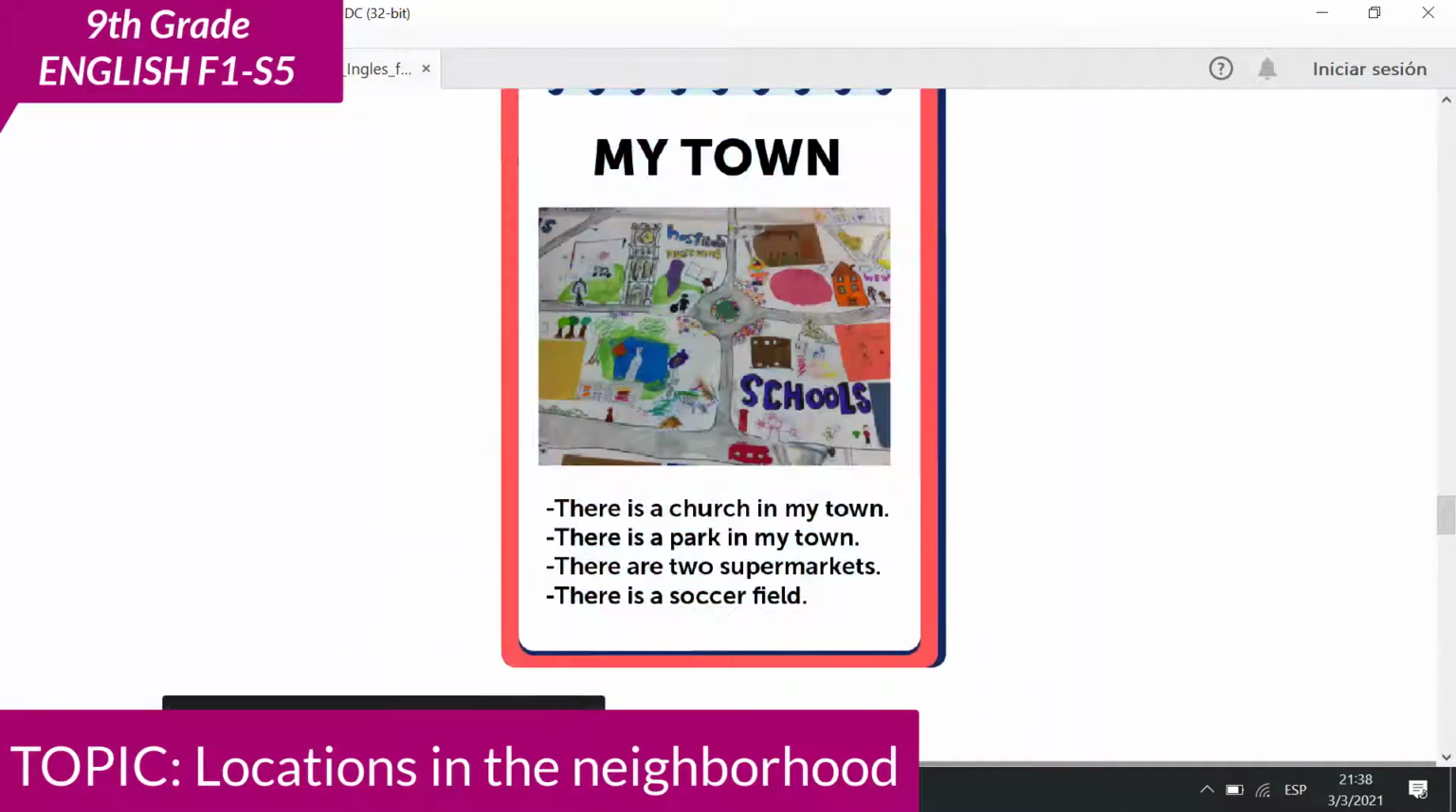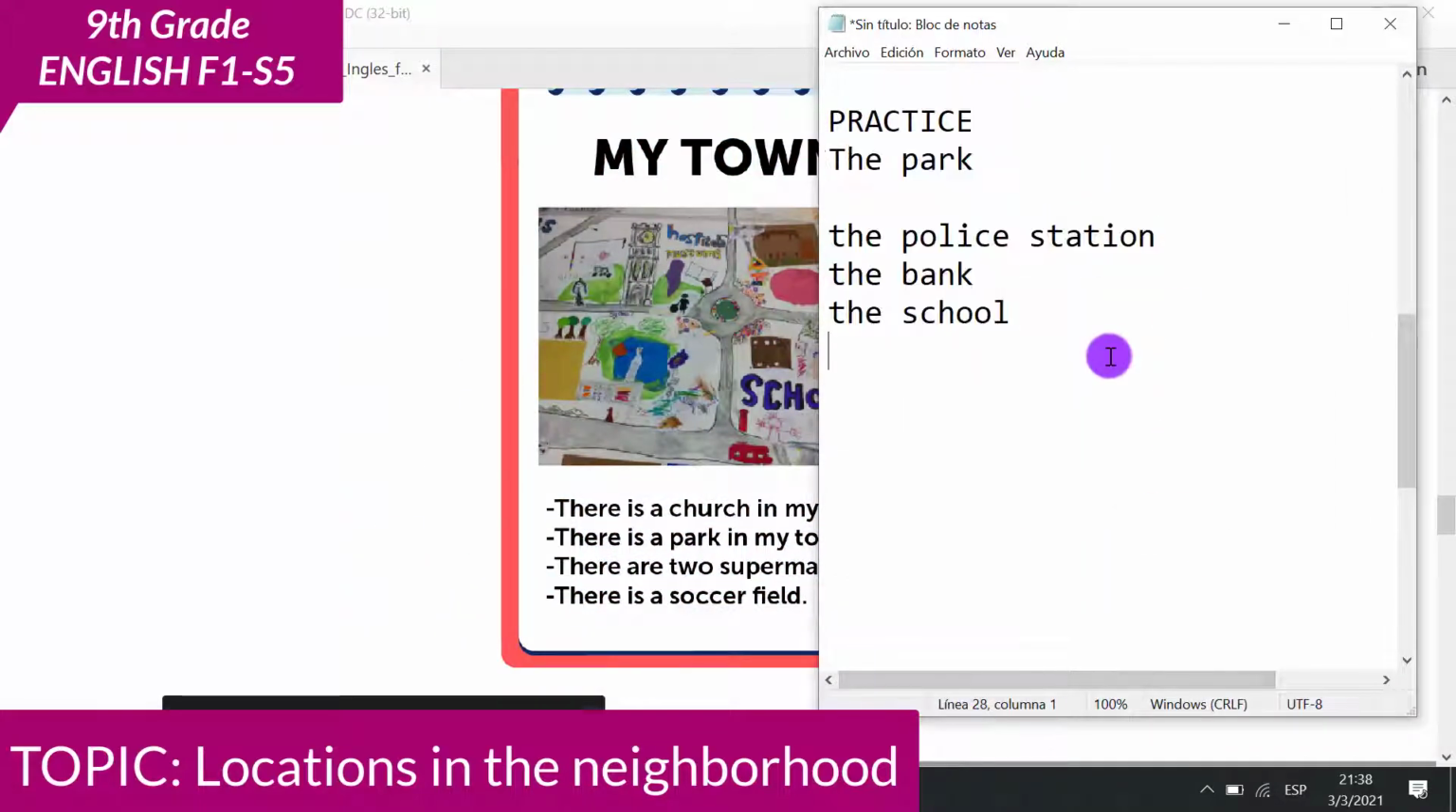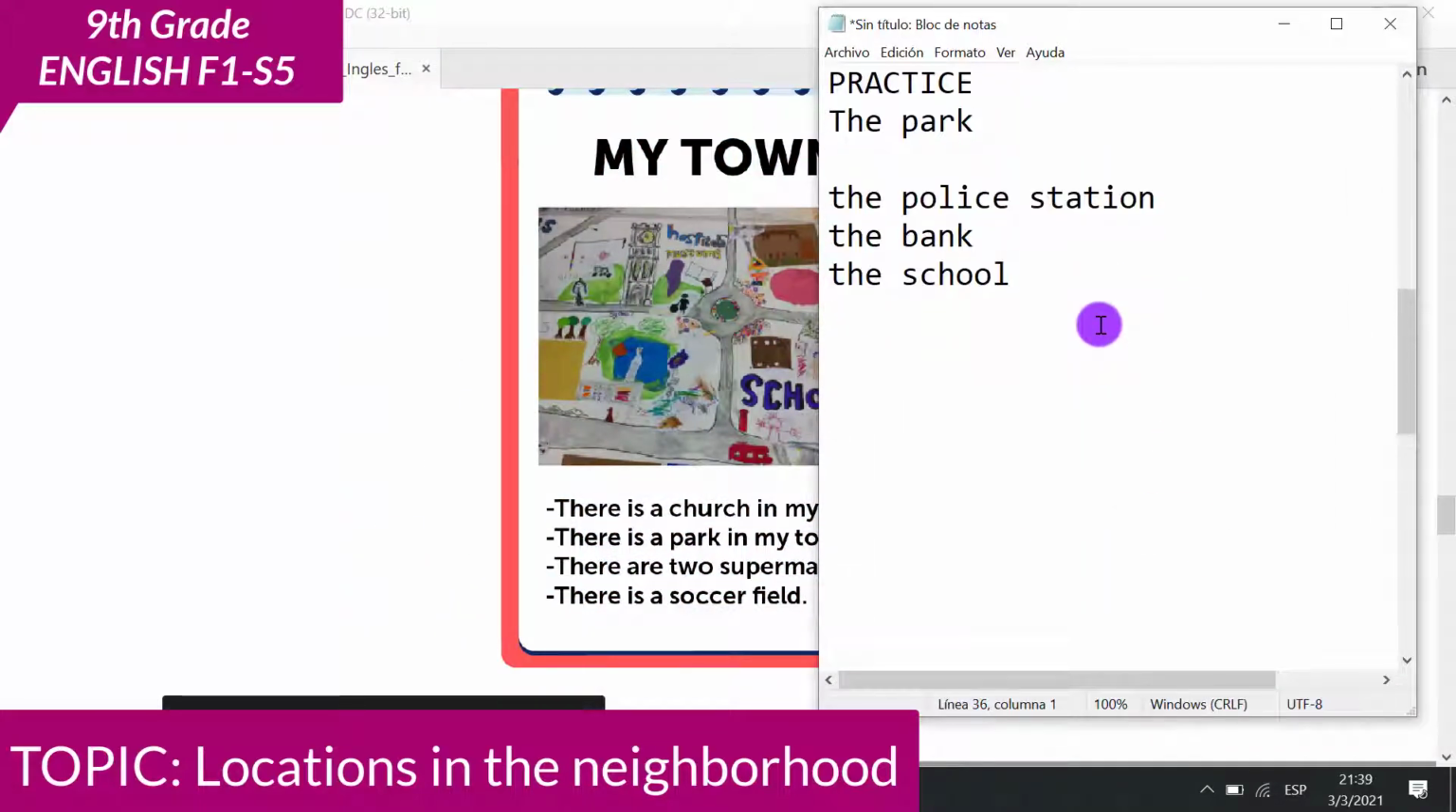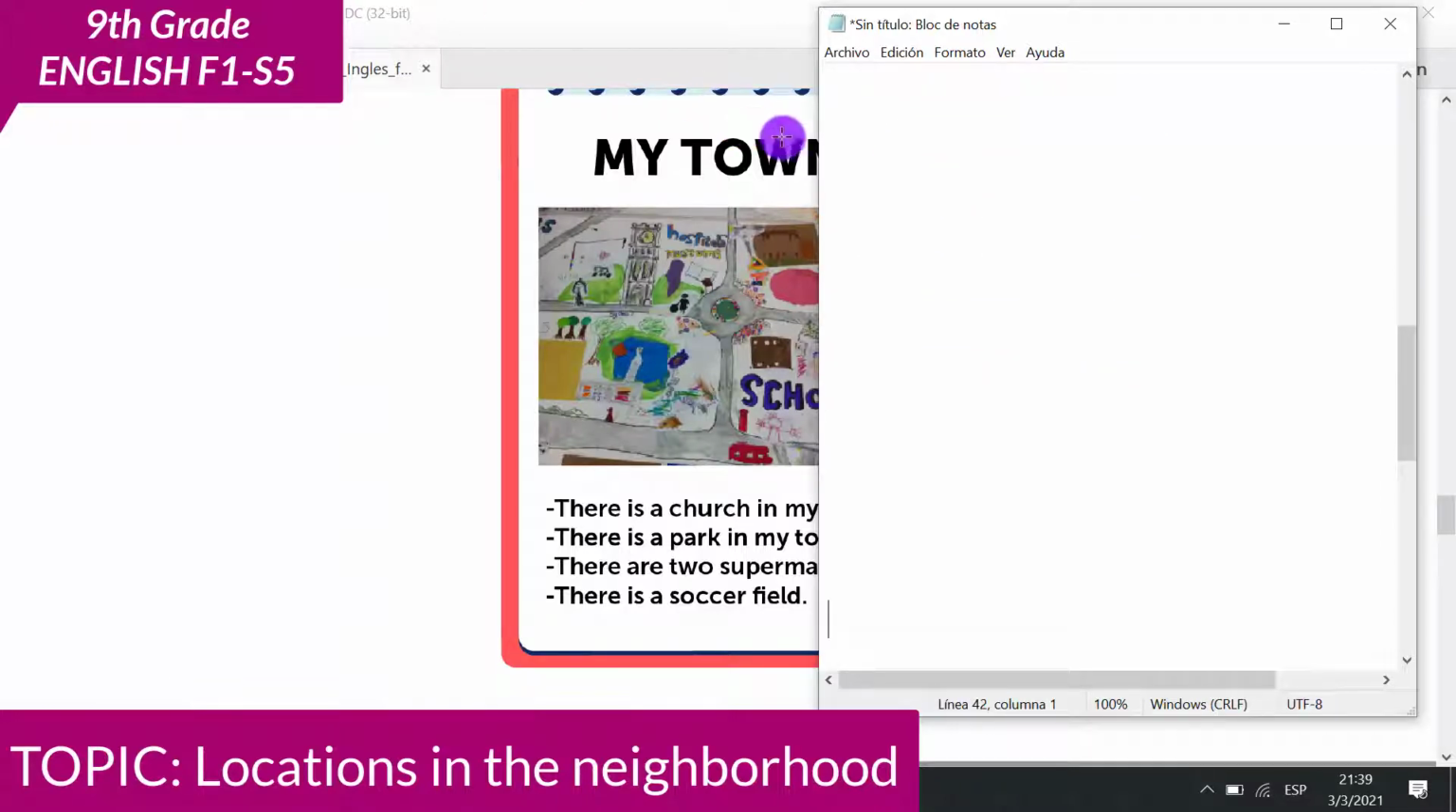Digamos que ya hice el dibujo de Cara Sucia. ¿Ok? Ahora voy a hacer la parte de production. Y vamos a escribir lo que hay en my city, en Cara Sucia. ¿Ok? Production. Piensa de algo de lo que solo haya uno en Cara Sucia. There is one, de lo que solo haya uno.